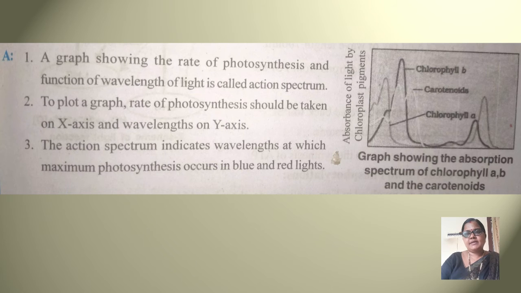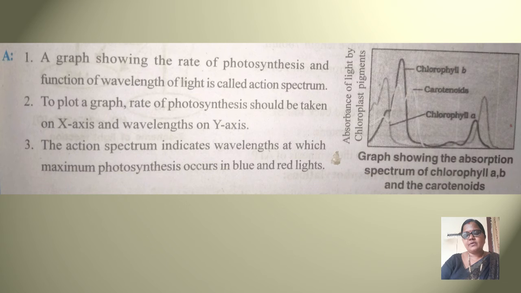Now I will explain these graphs individually. The first graph shows the absorption spectrum of chlorophyll A, B and the carotenoids. What is called the action spectrum? The rate of photosynthesis as a function of wavelength of light is called the action spectrum.